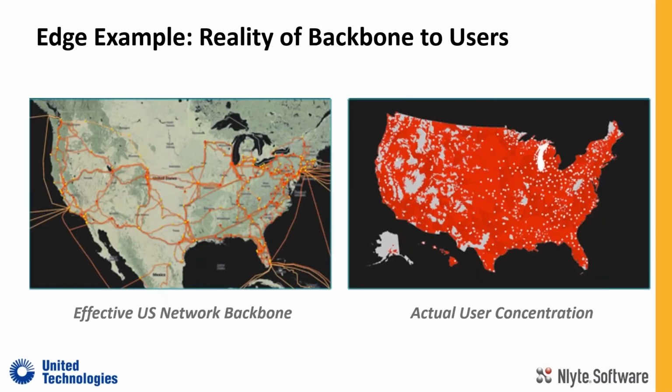And if we look at this on the left, without naming the vendor, this is the network backbone for a noted U.S. cellular provider. So this is their backbone. So this is their different IP, whether it's live fiber, dark fiber, whatever it may be. This is their backbone. Yet on the right, look at where their users are concentrated. Half of their users are 100 miles or more from the backbone.